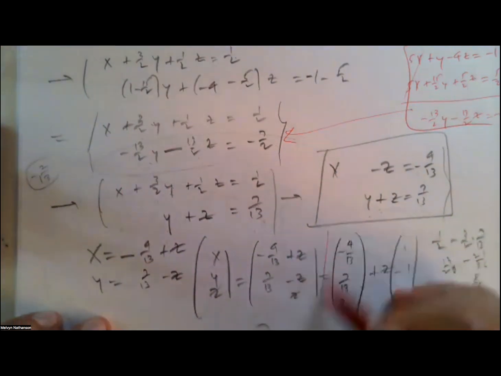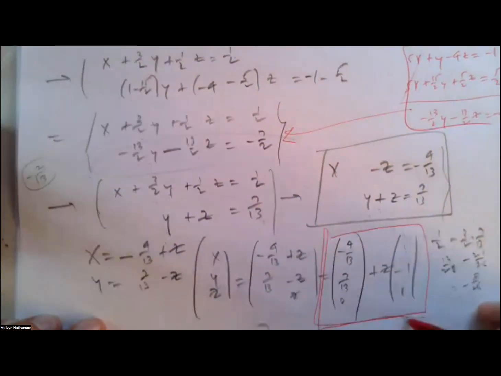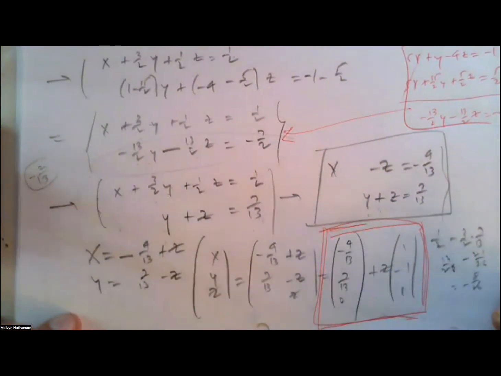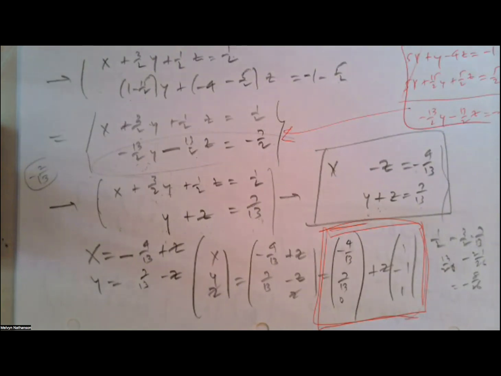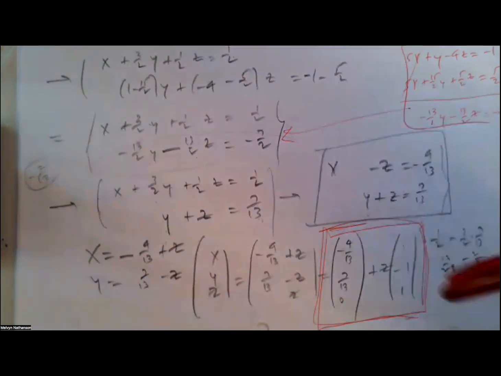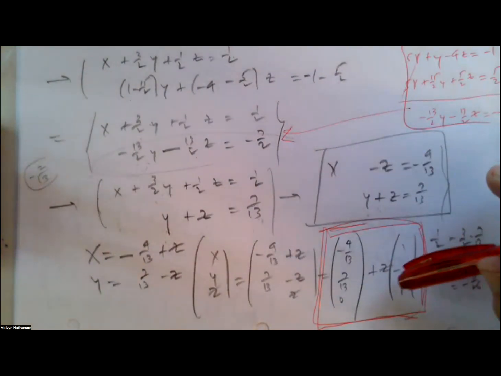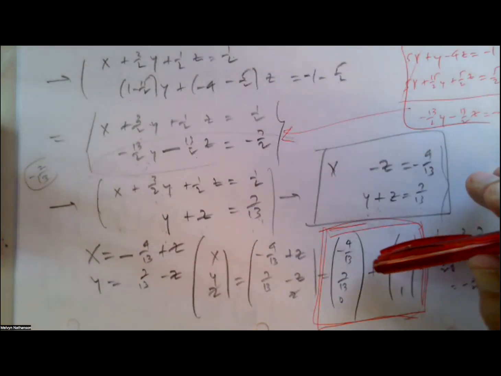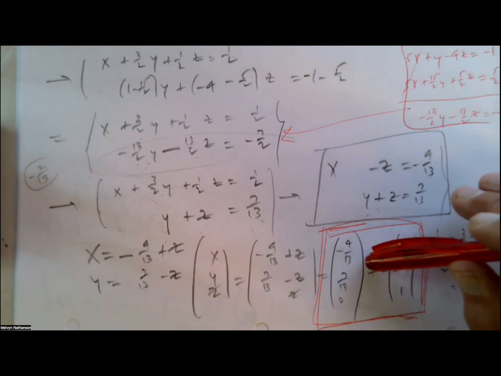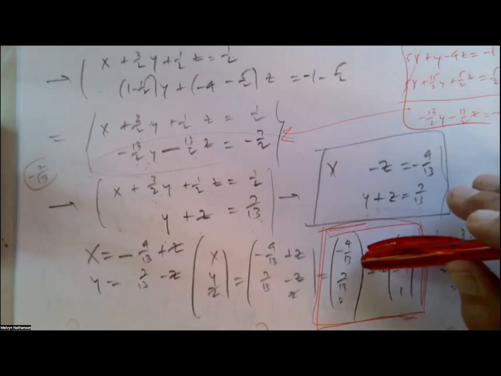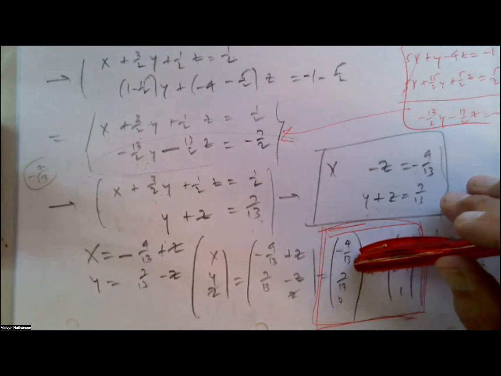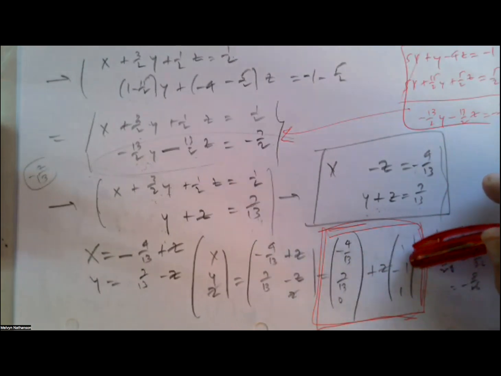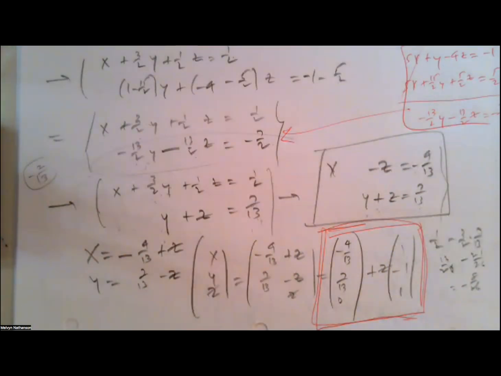And this is the general solution of this system of 2 equations and 3 unknowns. Every solution is of this form for some z. In particular, if I choose z equals 0, this is one solution of the inhomogeneous system, and this is a particular solution. This is a solution of the corresponding homogeneous system.